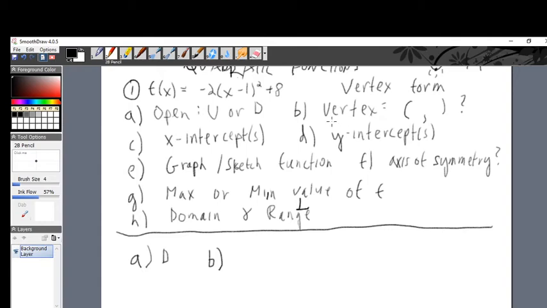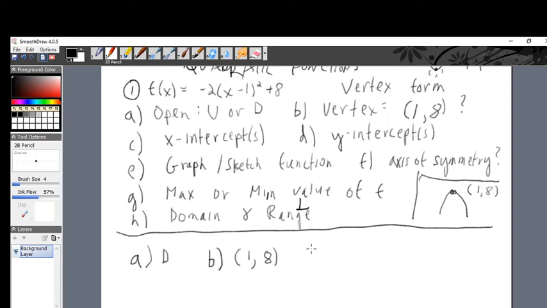B is pretty easy to answer. The vertex we take from this number over here together with the x inside the parentheses, and this number over here. Take the opposite of this number and you have your x coordinate of the vertex. Take this number no matter what it says. If it says negative, take it as negative. If it says positive, take it as positive. And there's your number for the y coordinate of the vertex. So this parabola opens downwards, and the coordinates of its vertex are 1, 8. I could plot them right on a graph.